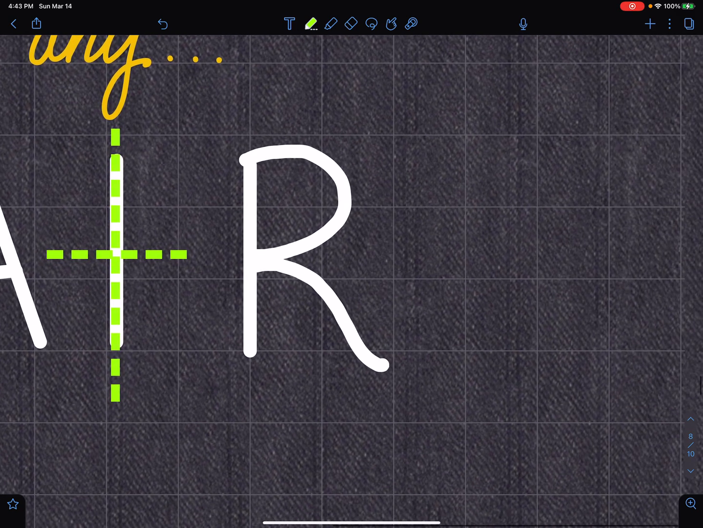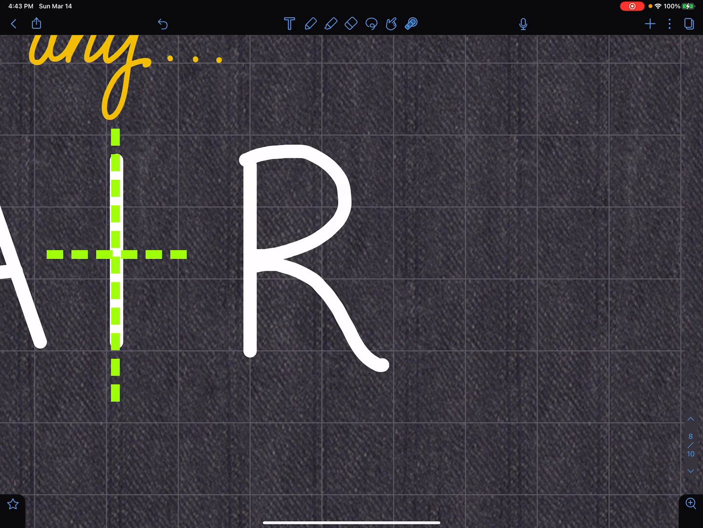The R does not look symmetrical. So if we draw a line of symmetry here, the left and the right don't match. And if we draw a line of symmetry here, the top and the bottom don't match. So this one is not symmetrical.